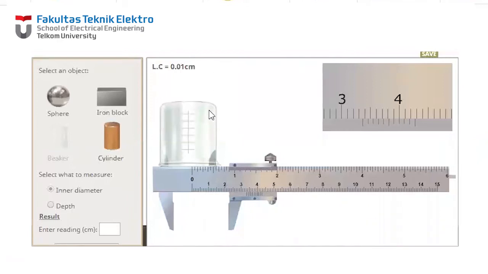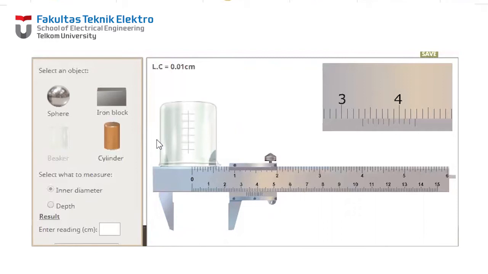In this slide that we can see on the screen, we're going to measure 3 different values of an object, which are the inner diameter, the outside diameter, and the depth by using calipers as a tool.